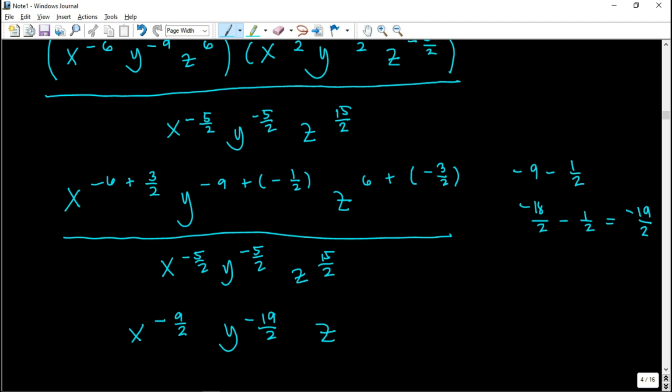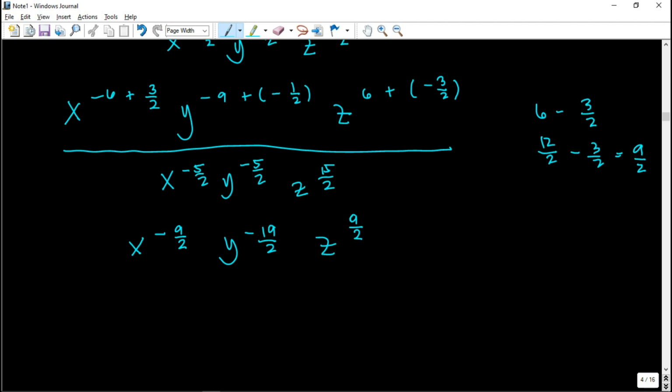So times z, for z, that is 6 plus -3 halves. 6 minus 3 halves. So LCD again, 2. So we have here 12 over 2 minus 3 halves. This is 12 minus 3, that is 9. And we have here 9 halves. Z raised to 9 halves. Then copy again the denominator.